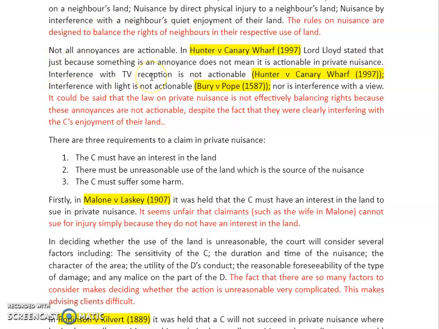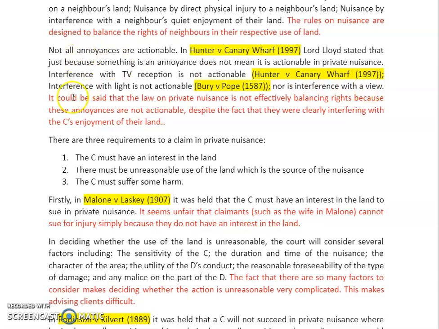Interference with TV reception is not actionable. That was shown in the case of Hunter itself. Interference with light is not actionable, and that comes from the ancient case of Berry v Pope. And also interference with a view is not actionable in private nuisance either.